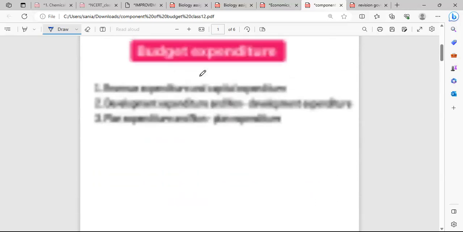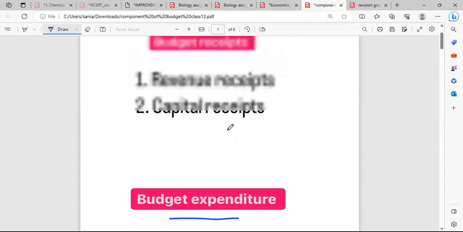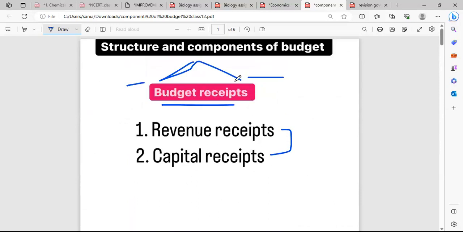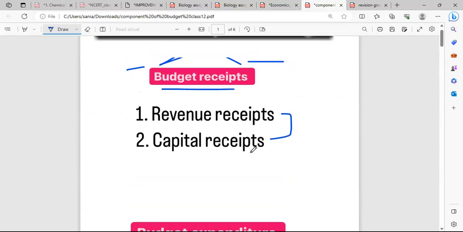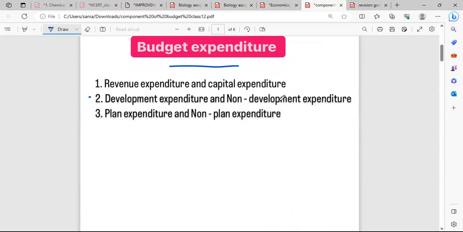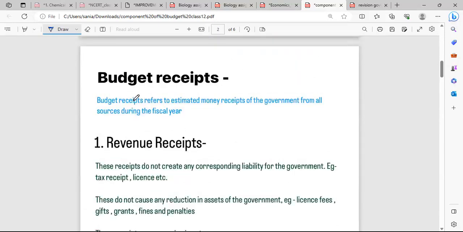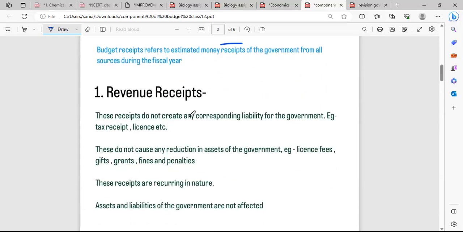Budget receipt. First of all, we will start with budget receipt, which is revenue receipt and capital receipt. Over here, there are two things: one is the receipt and one is the expenditure. Receipt means money is coming to you, and expenditure means money is going out. So first, budget receipt. Budget receipt refers to the estimated money that the government will receive from all sources during the fiscal year.